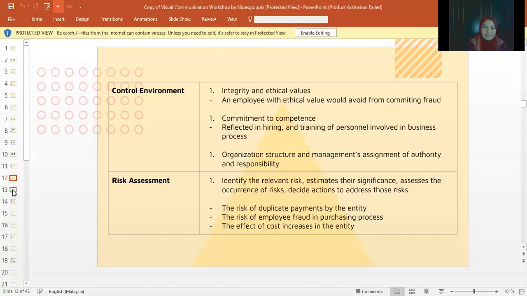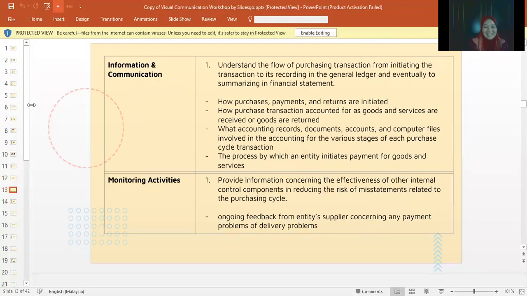So next, information and communication. The management needs to understand the flow of purchasing transactions from initiating the transaction to its recording in the general ledger and eventually to summarizing in the financial statements. Management needs to know how purchases, payments and returns are initiated and how purchase transactions are accounted for as goods and services are received or goods are returned, and what accounting records, documents, accounts, and computer files are involved in the accounting for the various stages of each purchase cycle transaction.